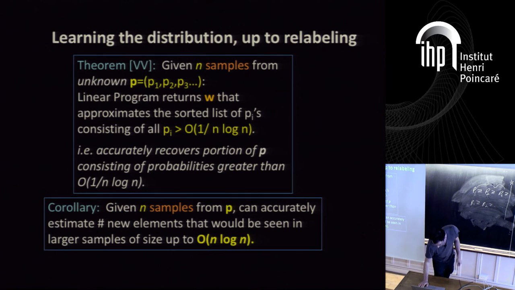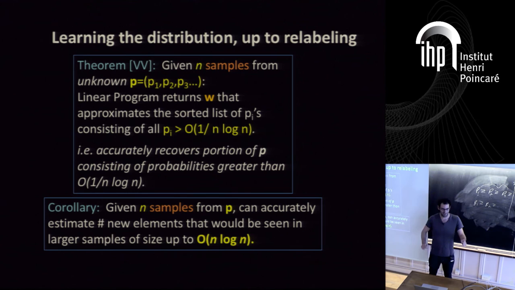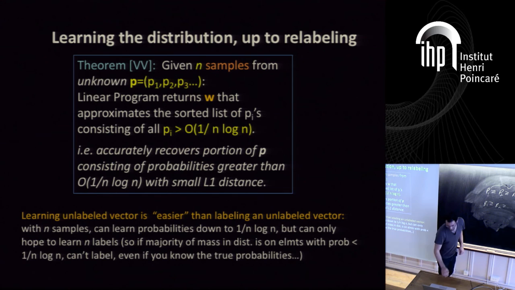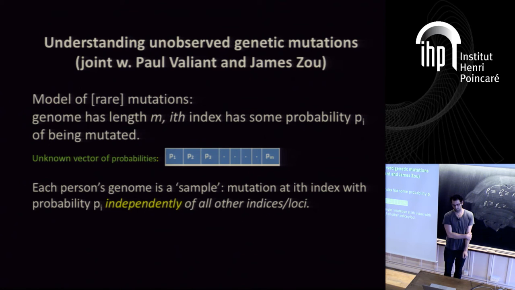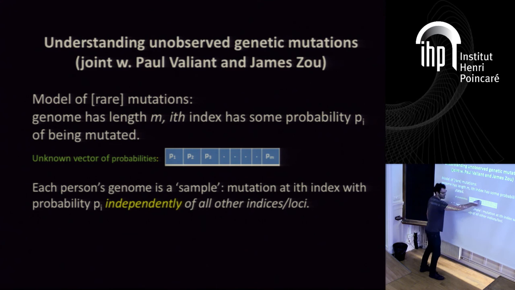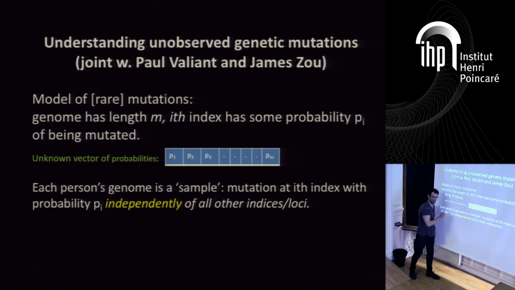Okay, so motivated in part by this corollary, and some friends on the bio side, we sort of went down this path a little bit, and maybe I'll tell you a tiny bit about this. And then that'll be it for the first part. So, slightly different setting. Instead of independent samples from a discrete distribution, think of some genetic setting. We have a genome of length m. And at each index in the genome, there's some probability, p sub i. This is the probability that that index is mutated, or that this index in your genome has a mutation.